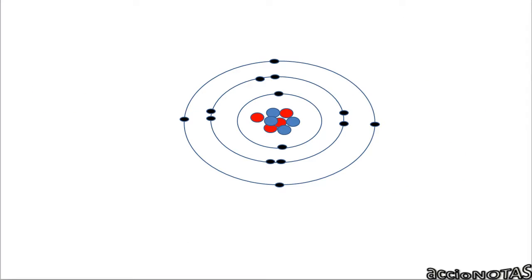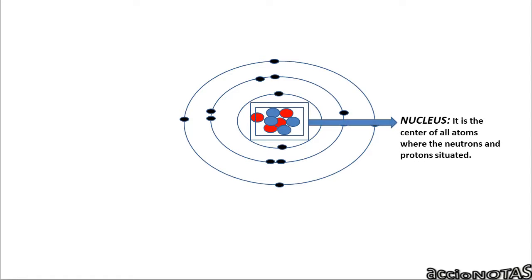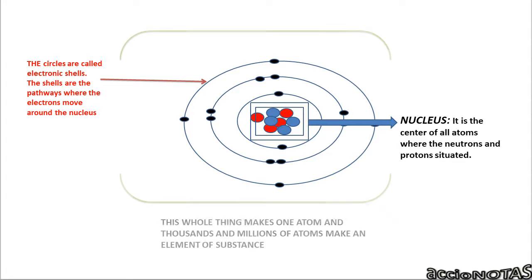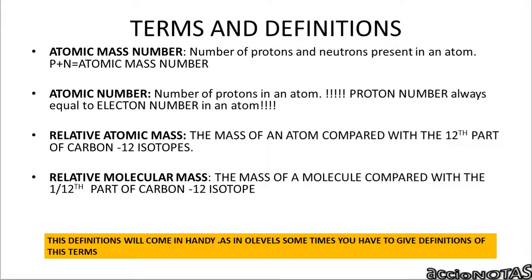Now, the center of every atom is called the nucleus. In the nucleus, neutrons and protons reside. The circles that you see are called electronic shells. The shells are the pathways where the electrons move around the nucleus. This whole thing makes one atom, and thousands and millions of atoms make an element or substance.